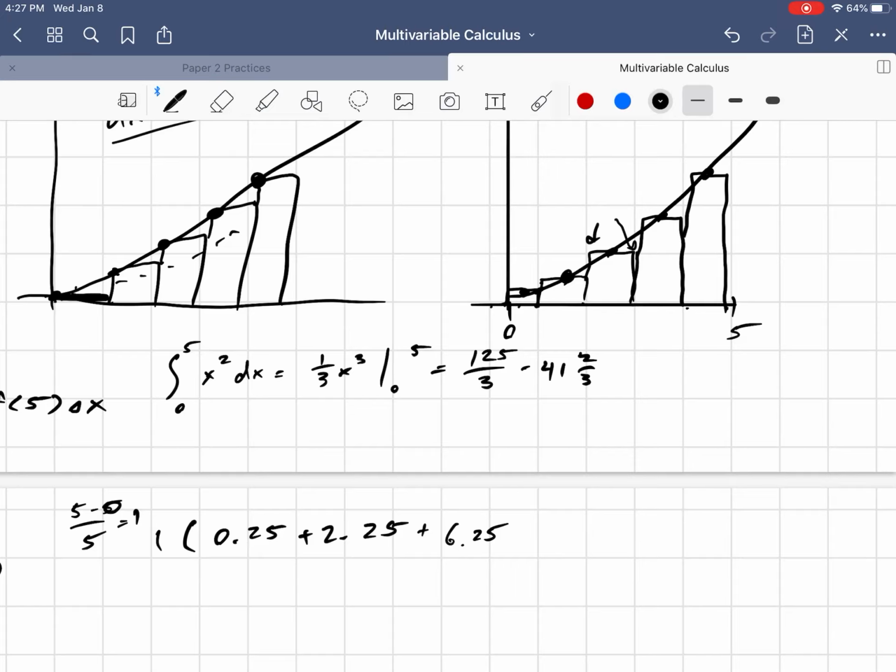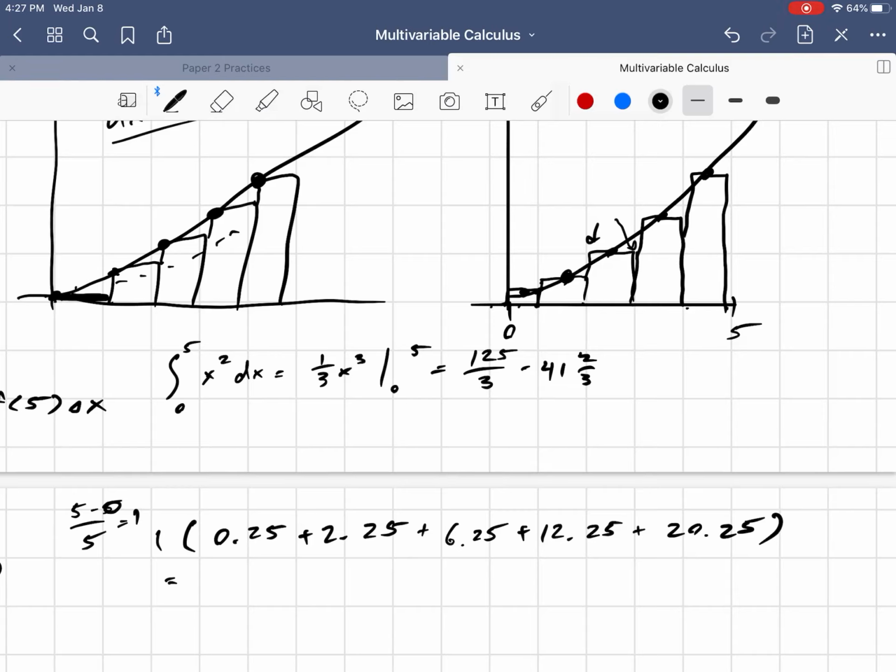6.25. And then next we're plugging in 3.5 squared, and we're getting 12.25. And lastly, 4.5 squared, which gives us 20.25.